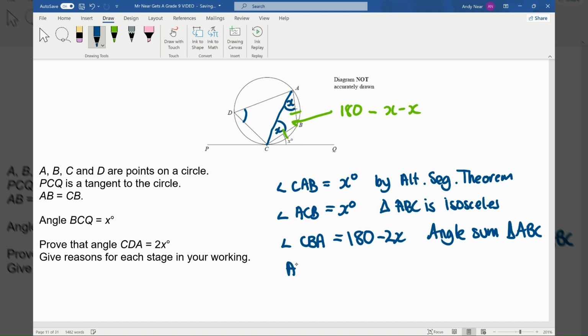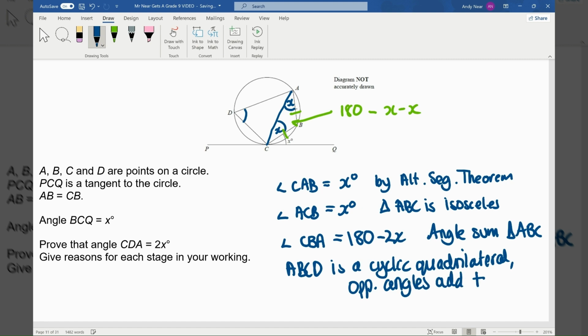Now, ABCD is a cyclic quadrilateral. Its four corners lie on the circumference of the same circle. And so the opposite angle, quadrilateral rule, so opposite angles add to 180.